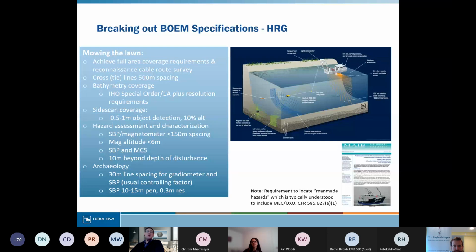And then last but not least, because it sort of in a way overrides everything, for archaeology they want a 30-meter line spacing. So no matter how good your multi-beam is and how much coverage you could pick up per swath, you'll typically end up down at about a 30-meter line spacing, or narrower than that in shallow water. Thanks, Corey. Next slide.